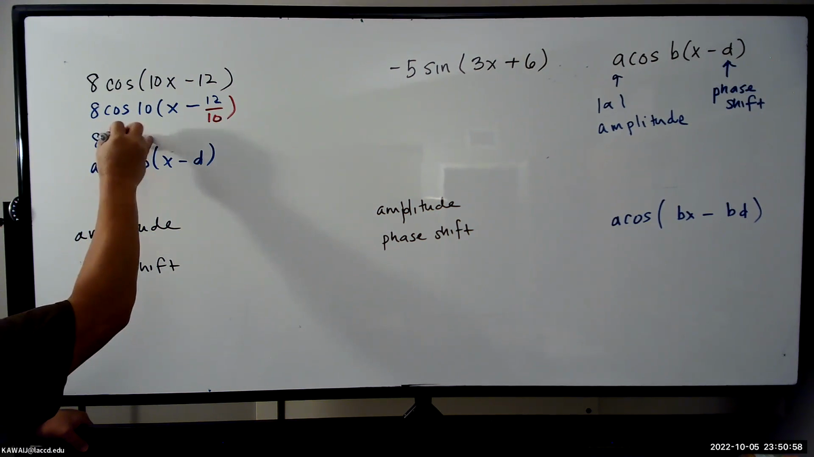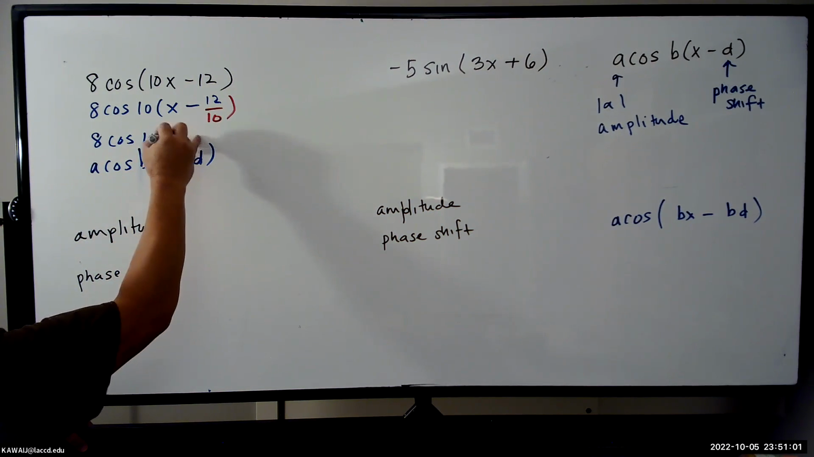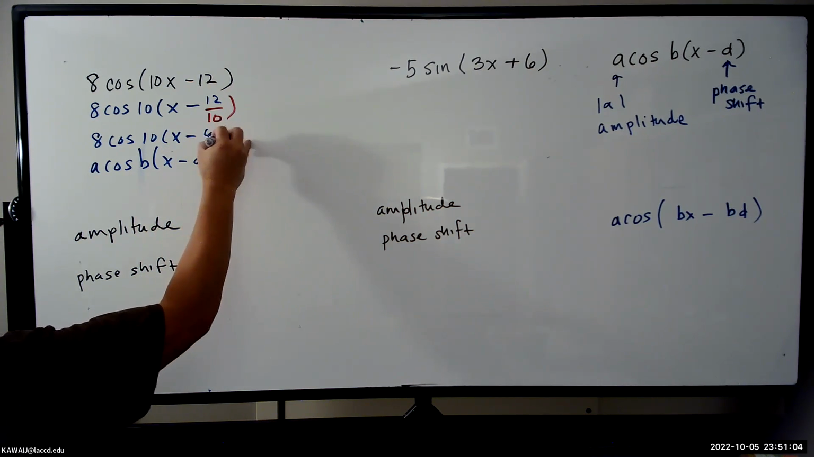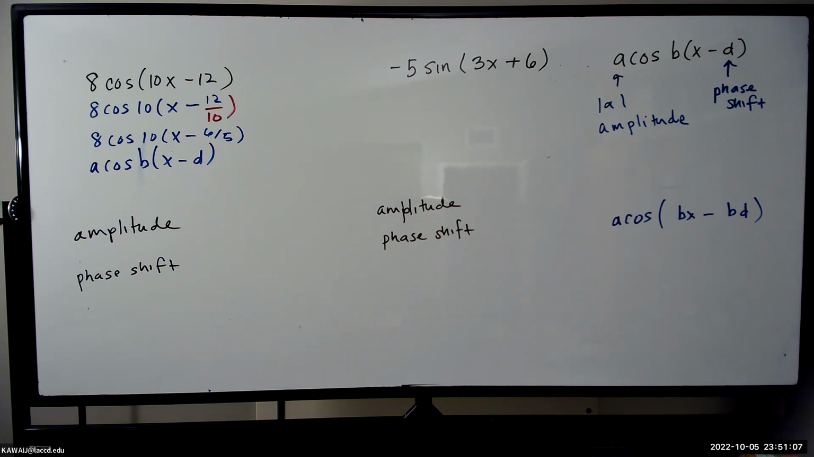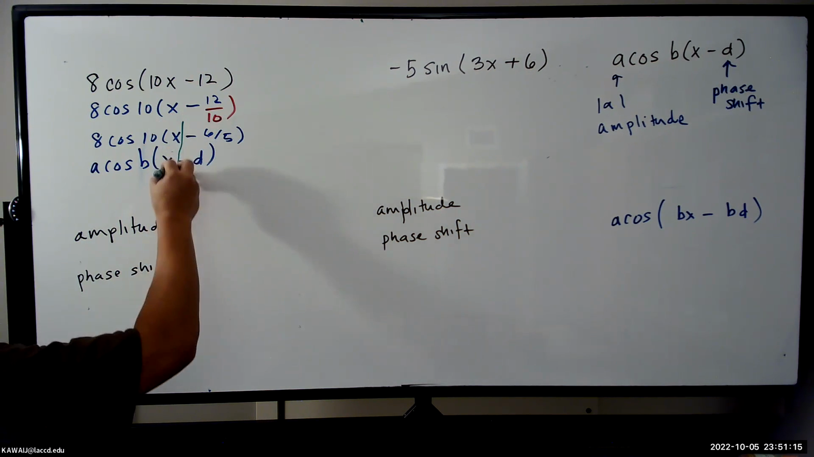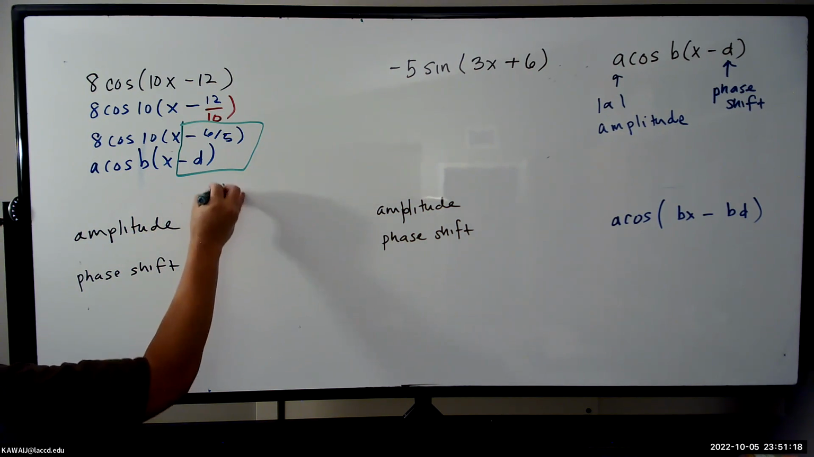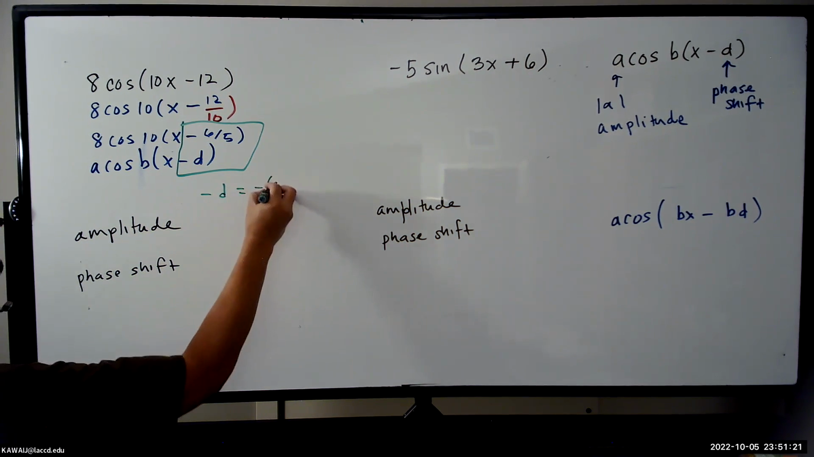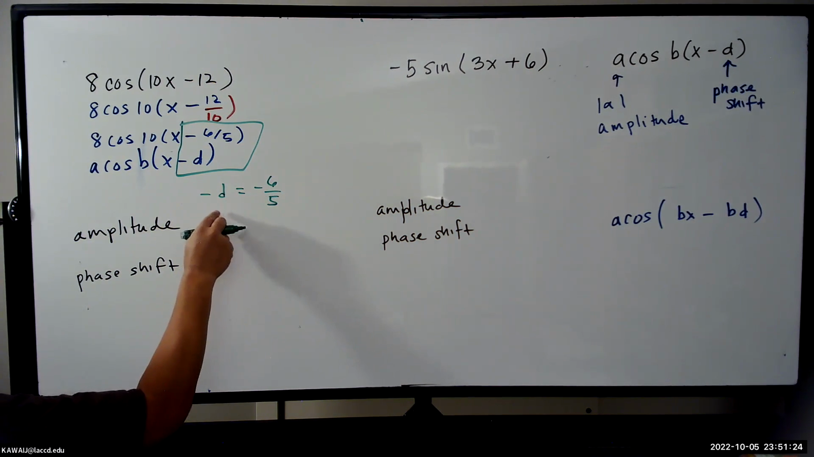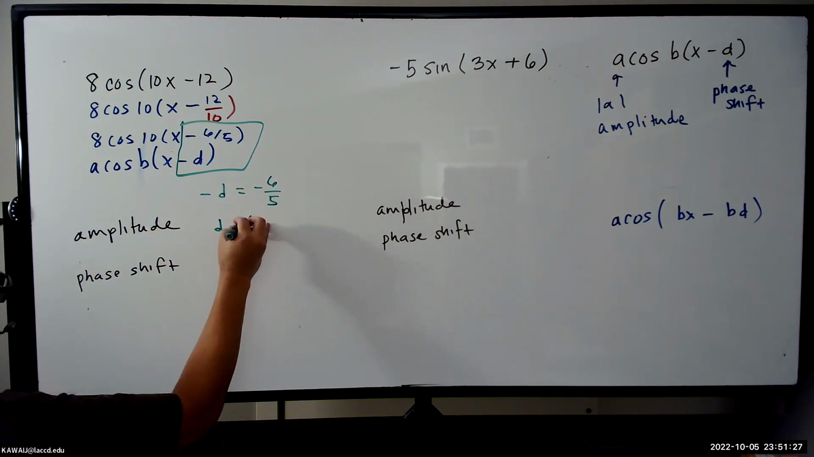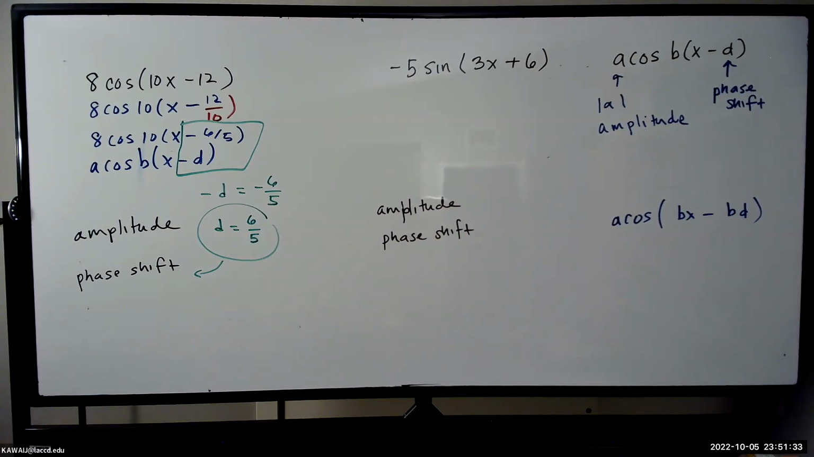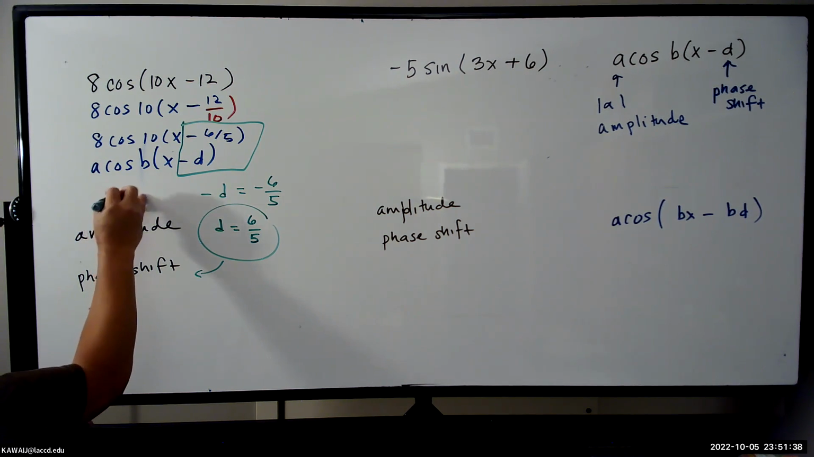So now we get 8 cosine 10 times X minus 6 over 5. Okay. So the next thing you can do is then do pattern matching. Okay. You have minus D is equal to negative 6 over 5, right? Remember, D is your phase shift. So D is equal to 6 over 5. That's your phase shift. Now, in terms of your amplitude, the amplitude is just equal to the absolute value of 8.